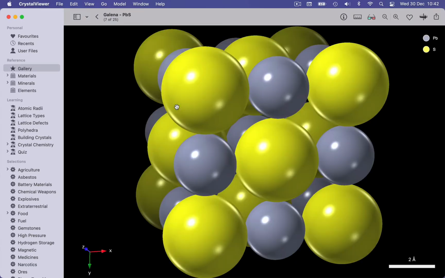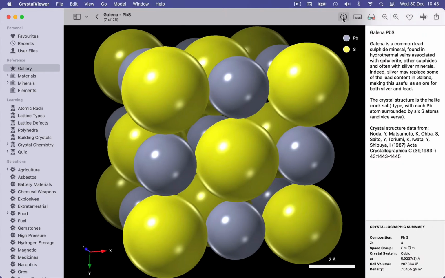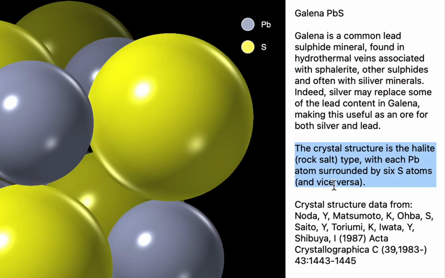Now, useful information about the structure can be found in the info inspector, which we can show by clicking its button in the toolbar. And here we have some useful information about the mineral, its crystal structure, and also a reference to where the crystal structure was determined.